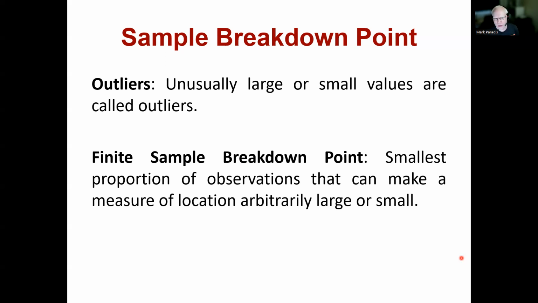And so the sample breakdown point, or the finite sample breakdown point, is the smallest proportion of observations that can make a measure of location arbitrarily large or small. So essentially, how many observations need to be outliers for a measure of location to become essentially meaningless, where it no longer reflects what we would think of as the typical value within a data set. And this is where the mean can run into some fairly significant problems.